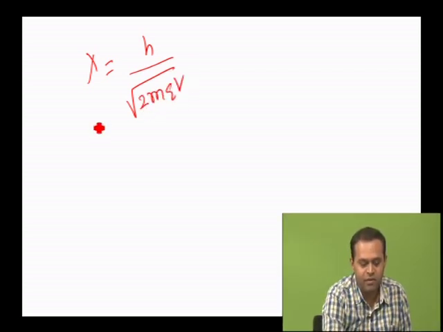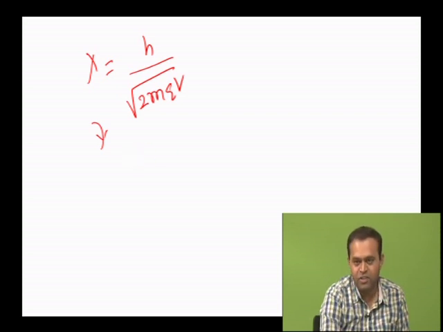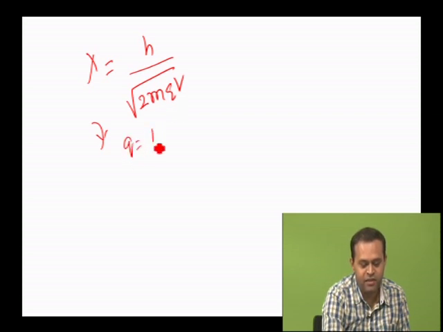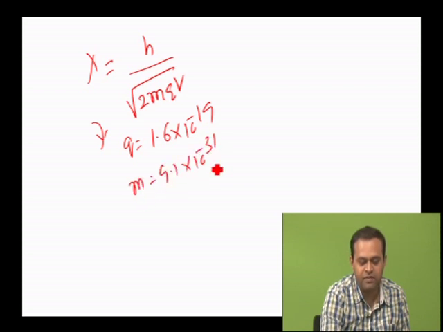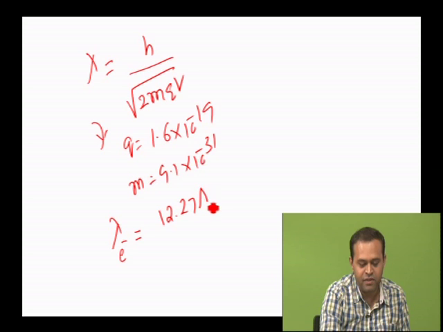Then, this is very important. You know that lambda in terms of potential difference is h by root of 2mqV. Now I will give certain shortcuts to determine the de Broglie wavelength for an electron as well as a proton, and for other charged particles also. For an electron, you take the charge of an electron as 1.6 into 10 to the power of minus 19, whereas the mass will be 9.1 into 10 to the power of minus 31. If you substitute, the final expression comes out to be: the de Broglie wavelength of an electron is 12.27 angstroms divided by root V.